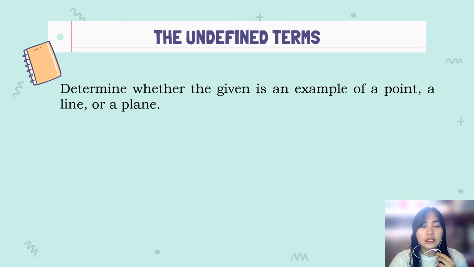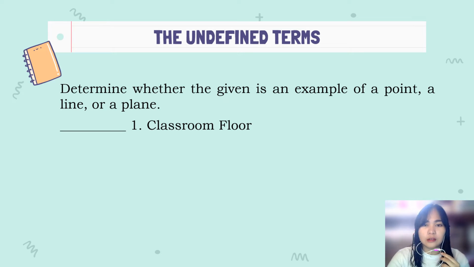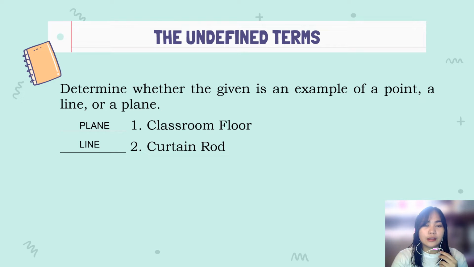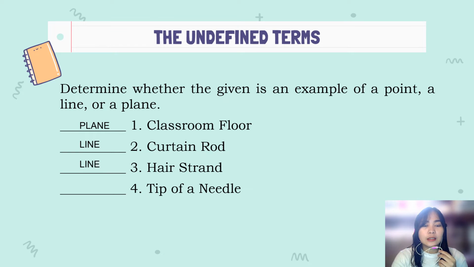Let's try this activity. Determine whether the given is an example of a point, a line, or a plane. The classroom floor, what do you think is this example? Is it a point, a line, or a plane? Let's find out. It is an example of a plane. A curtain rod is an example of a line. A hair strand is also an example of a line. The tip of a needle is an example of a point, and a period is an example of a point.